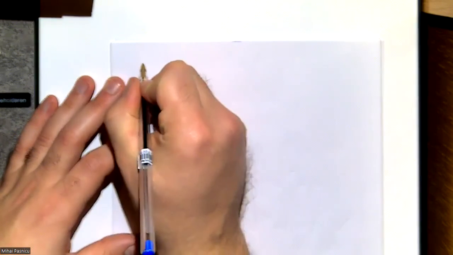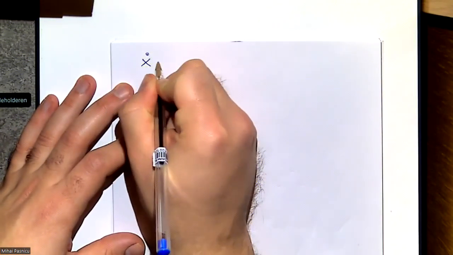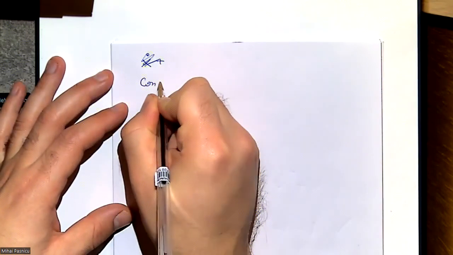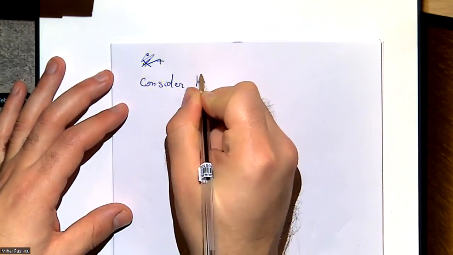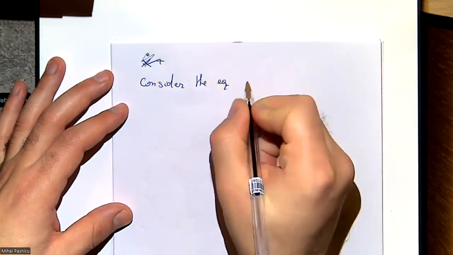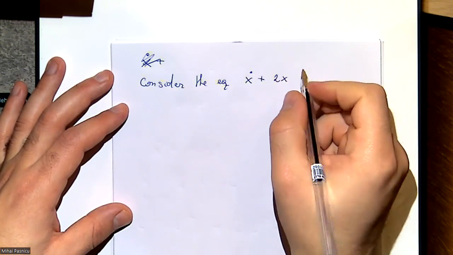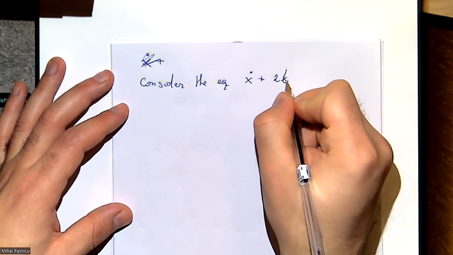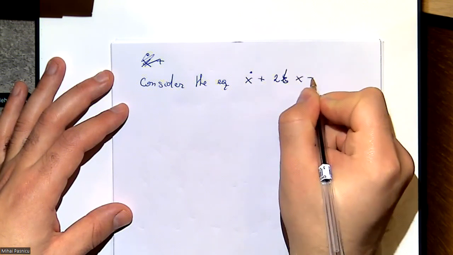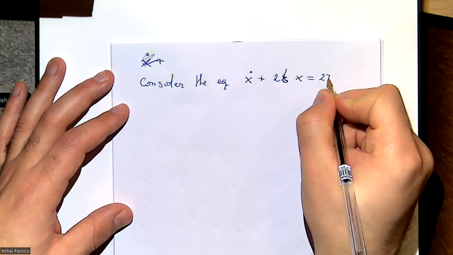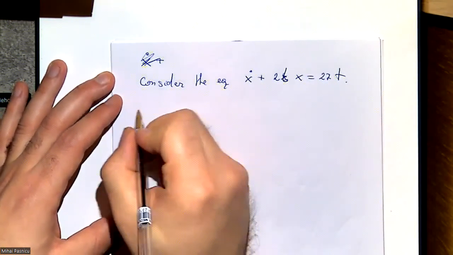I don't want the emphasis to come on the integral, so that's why I'm gonna take some simple examples. So let's actually formulate it as an exam question. Consider the equation x dot plus 2tx is equal to 27t.